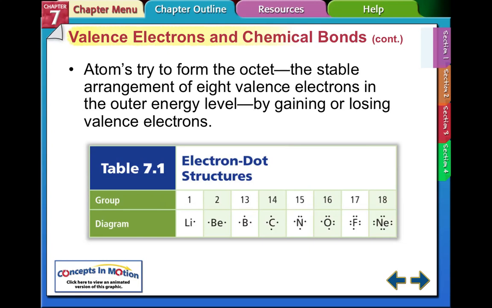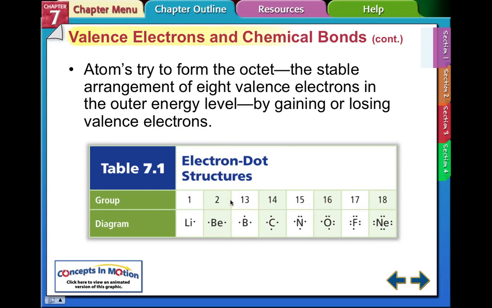Atoms try to form the octet, the stable arrangement of 8 valence electrons in the outer energy level, by gaining or losing valence electrons. You might want to pull out your periodic table and look at it. We had written across the top of the periodic table everything in group 1. In group 1, remember we had a +1 written up here. That means that there's 1 valence electron. Group 2, there are 2 valence electrons.